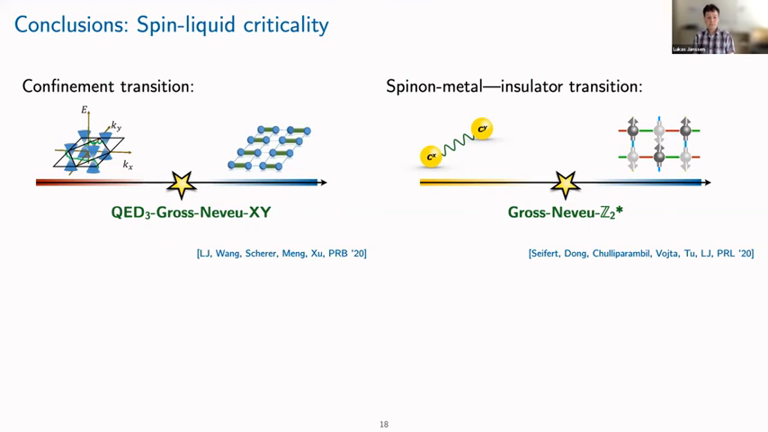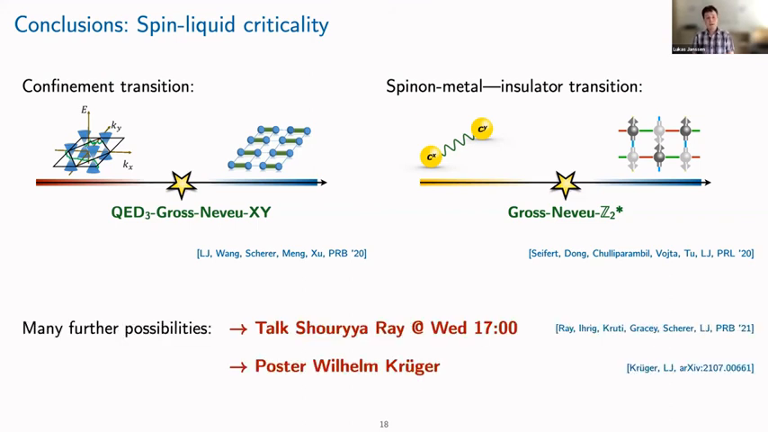These examples were meant to show that critical points involving quantum spin liquids actually offer a whole new playground for interesting new types of quantum critical physics. In fact, there are many more examples possible, and some of them are actually discussed in the talk by Shoja this afternoon, and also on the poster by Wilhelm Krüger. And I warmly invite you to have a look at these.